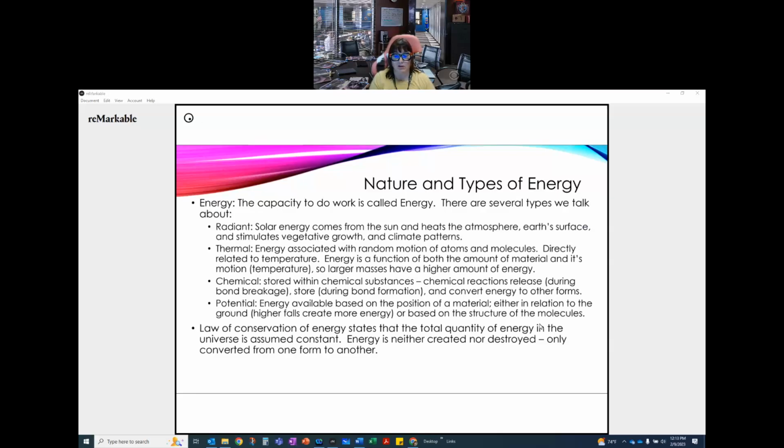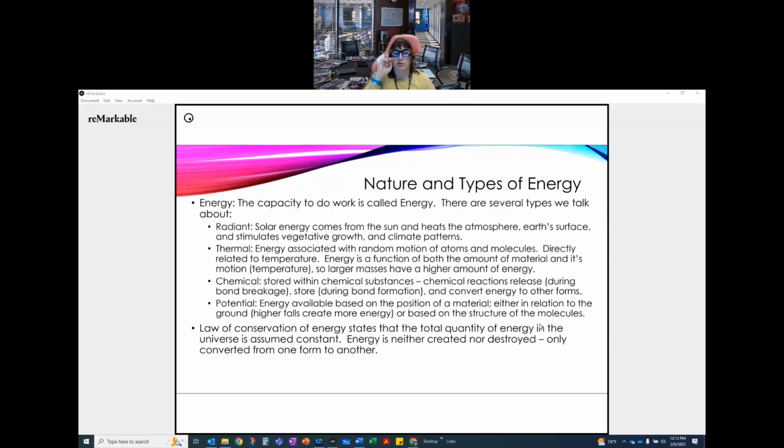Energy is a function of both the amount of material and its motion. So larger masses have a higher amount of energy. More material, more energy. Chemical energy is stored within chemical substances. Chemical reactions release it during bond breakage, store it during bond formation, and convert energy to other forms. So when we go from one type of bond to another, we typically either gain or release energy in doing that. We move things around. We do not create or destroy them when we're talking about chemical reactions.